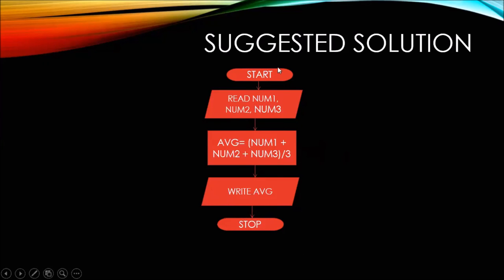Good. So we have our oval signifying start. Accept, the part where we ask the user to enter three numbers. Then now the calculation, which is calculating average. Then we are outputting average. Then we have stop.